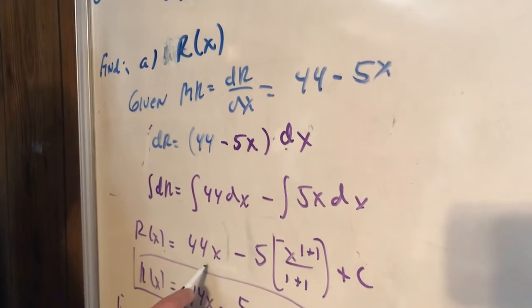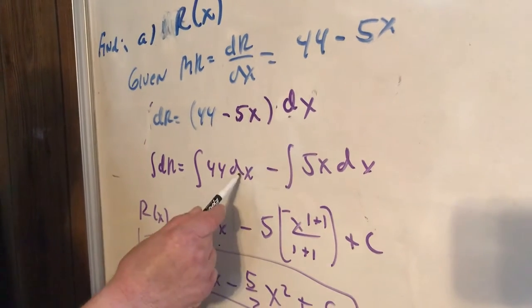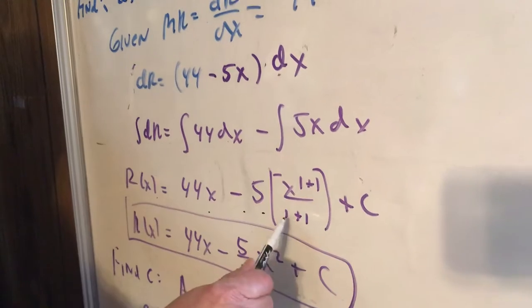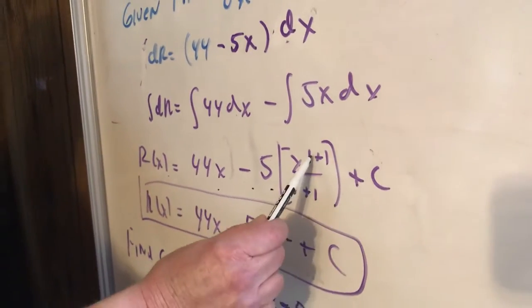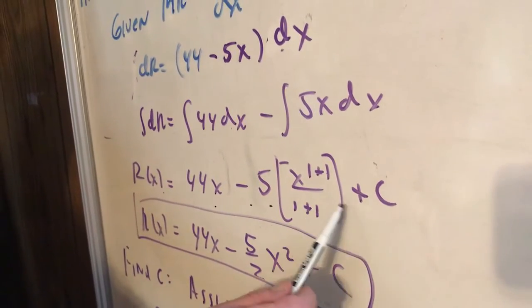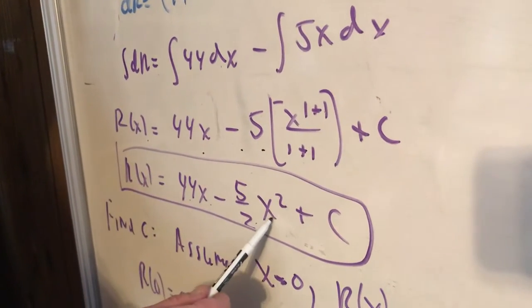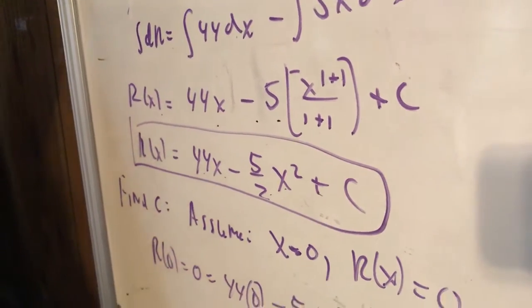R(x) is now equal to 44x. The integral of 5x dx becomes x minus 5. Do our simple basic power integral: 1 plus 1 divided by 1 plus 1, plus c. 44x minus 5 half x squared plus c.